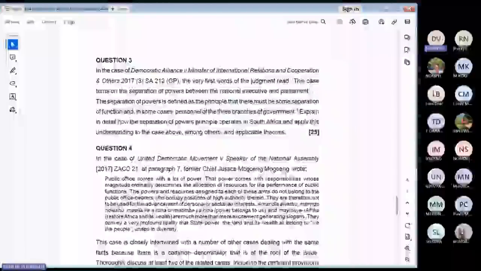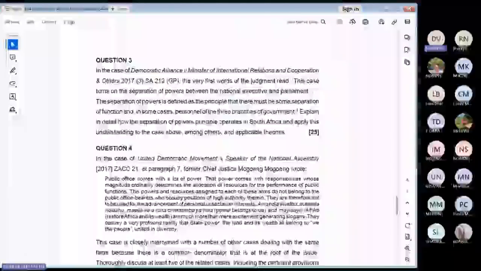So when they ask us what is at stake, what's key about this case, the main point here was that the president decided to do a lawmaking function, because before the government can withdraw from the Rome Statute, it has to repeal the local law.